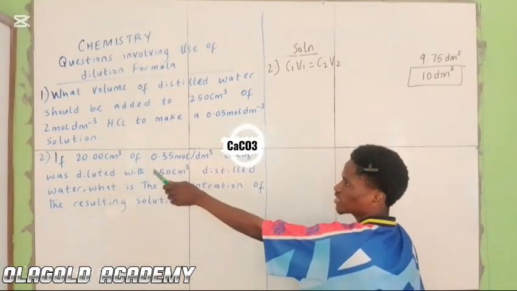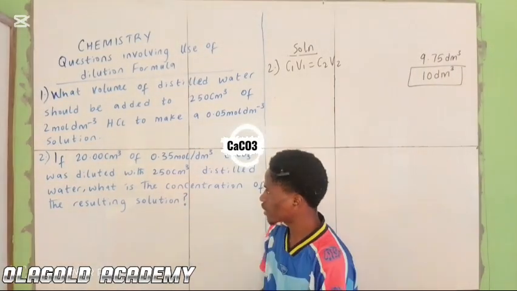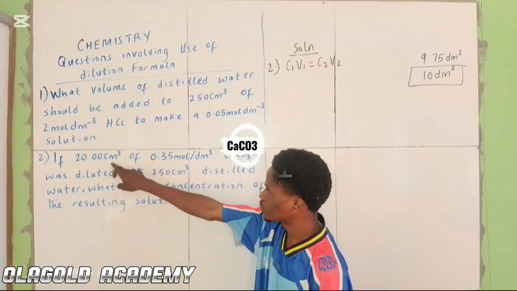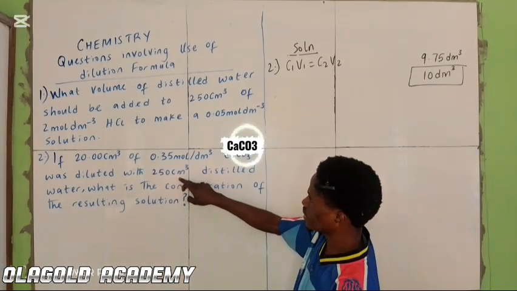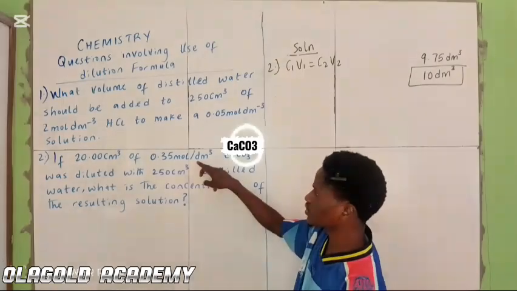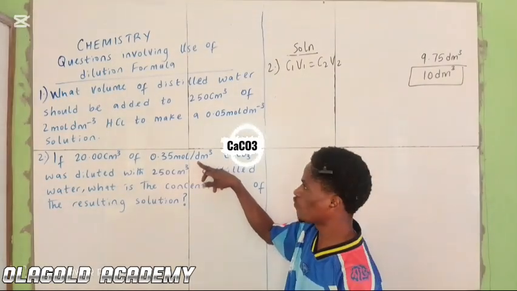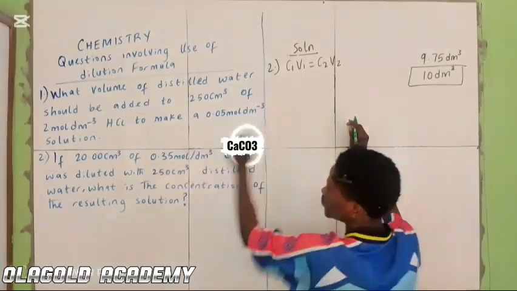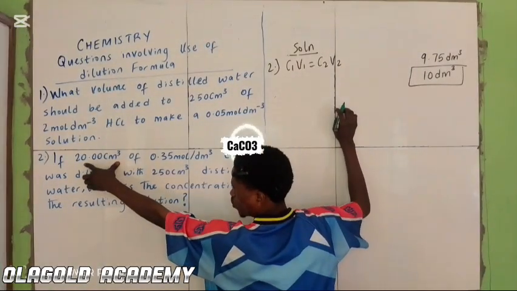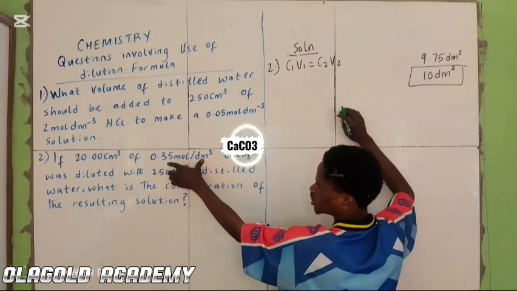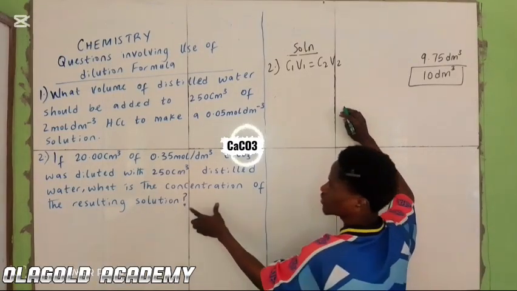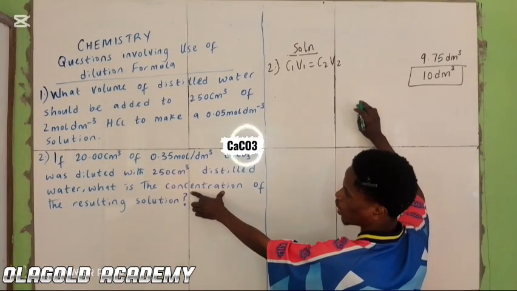Alright, let's list our parameters. Now let's check. We have this one here in cm³. This one here is cm³. But this one here is in dm cube. So what do you do? You convert them to dm cube. So now this first one becomes our V1, this is our C1, this is our V2. Now we're looking for our C2.